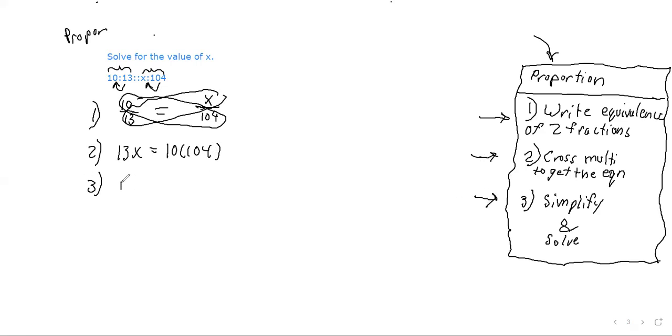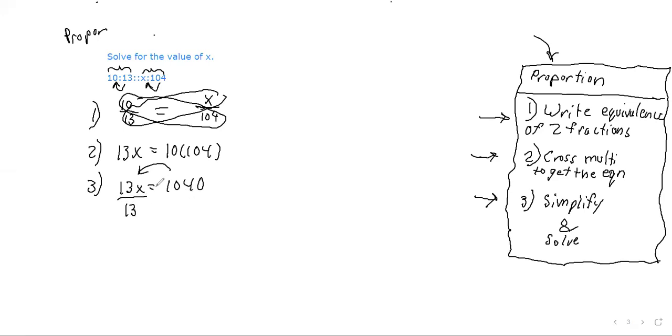We're going to do exactly that. So we have 13x equals 10 times 104, which is 1,040. And now we're going to go ahead and simplify this. And how do we do that? We look at the variable side of the equal sign, and we see what operation's happening to our x. We see that we are multiplying our x by 13, so we're going to go ahead and do the opposite of that operation. We're going to divide by 13.